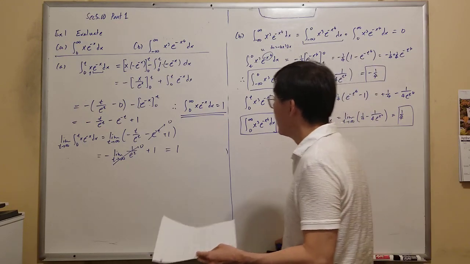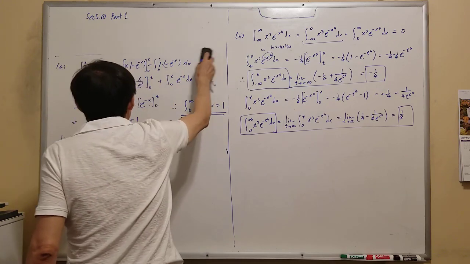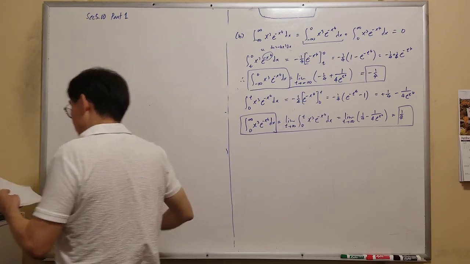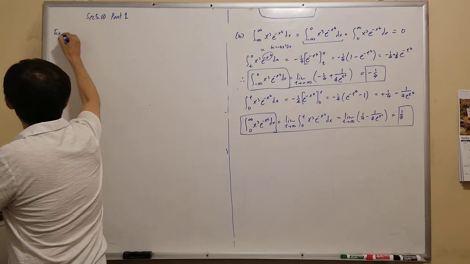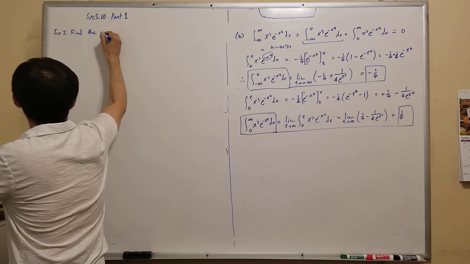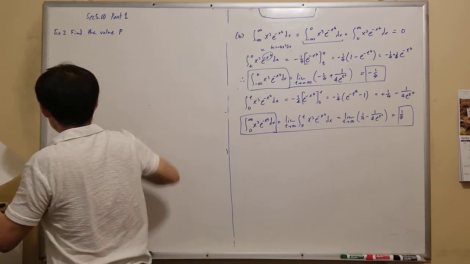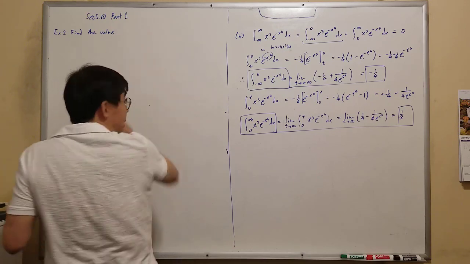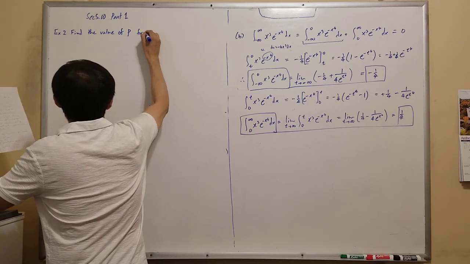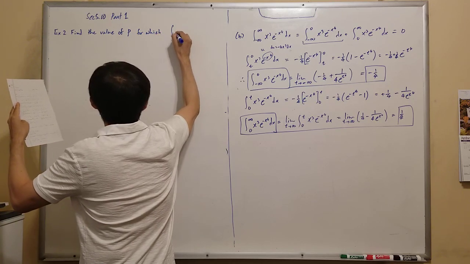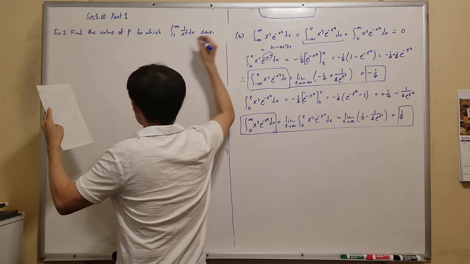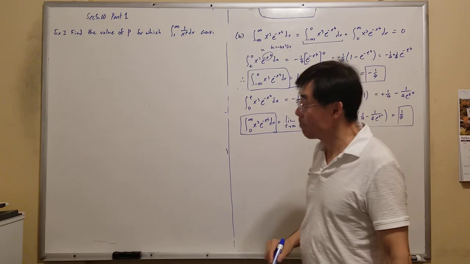Now, the next example is really interesting. Really. Find the value of p for which the integral of 1 over x to the p dx converges. Okay.